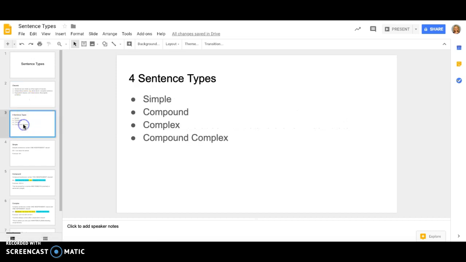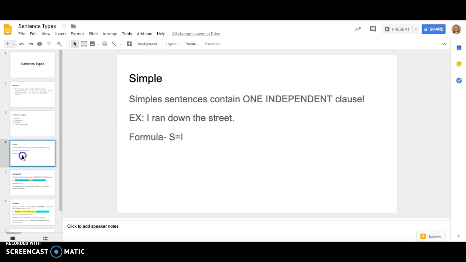So when we talk about sentence types, we have four different types: simple, compound, complex, and compound complex. Let's start with simple. Simple sentences contain one independent clause. The example here is I ran down the street. Your formula for simple sentences is S equals I. Simple equals one independent clause.